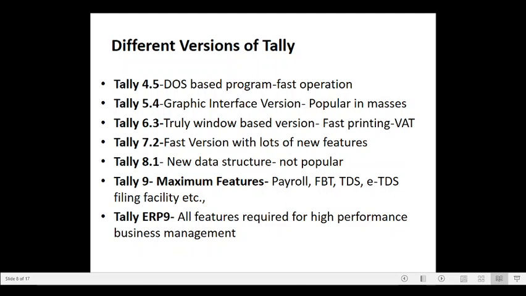Tally 9 has advanced features like excise for dealers, payroll, fringe benefit tax, TDS, ETDS, filing facility, etc., along with its regular features related to accounting. The latest version is Tally ERP 9. It has all the features required for high performance business management, including remote access, audit, and statutory compliance service, an integrated support center, and security management, all focused on delivering peace of mind.